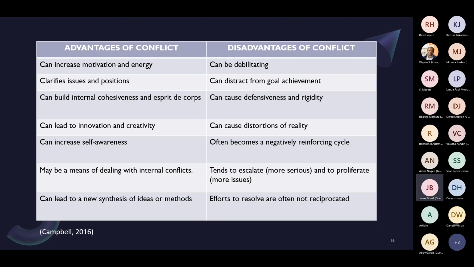And some of the disadvantages are that it can be debilitating, it can distract from goal achievement, it can cause defensiveness and rigidity, it can cause distortions of reality where the perceptions of team members aren't true, and it often becomes a negatively reinforcing cycle. It tends to escalate and to proliferate, and efforts to resolve it are often not reciprocated.